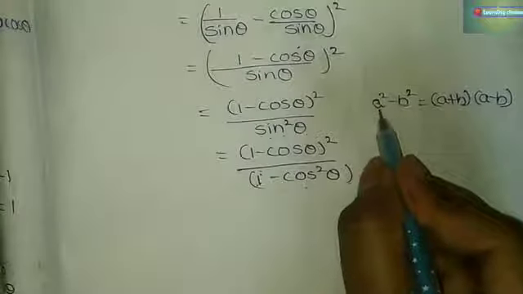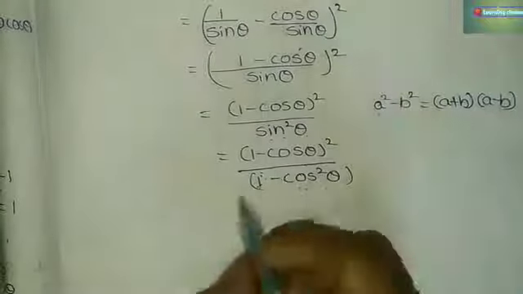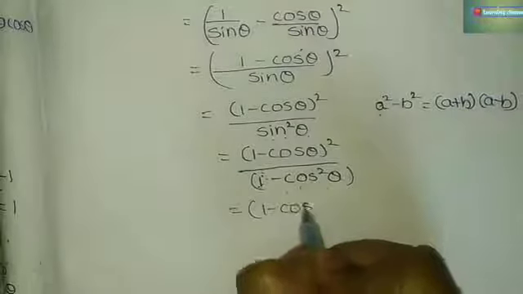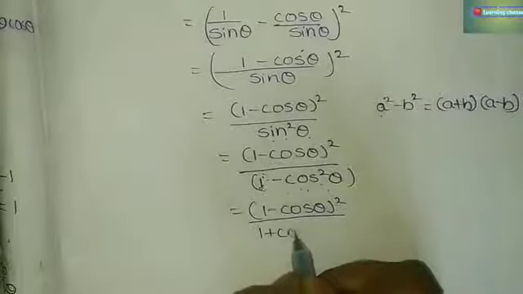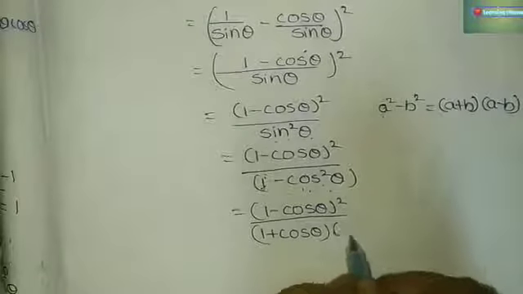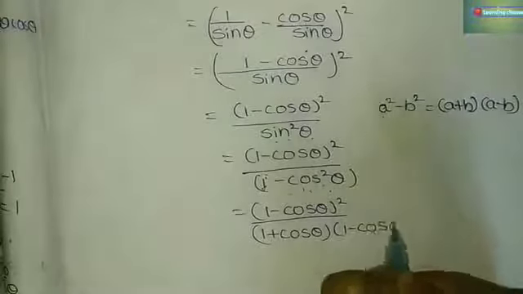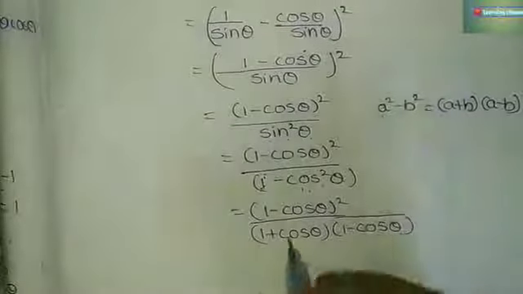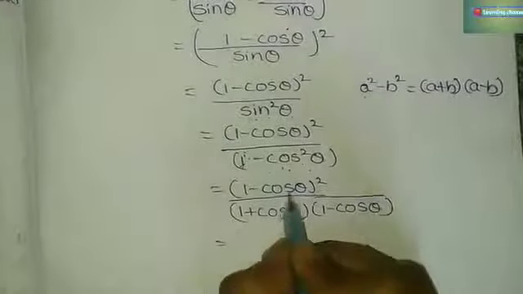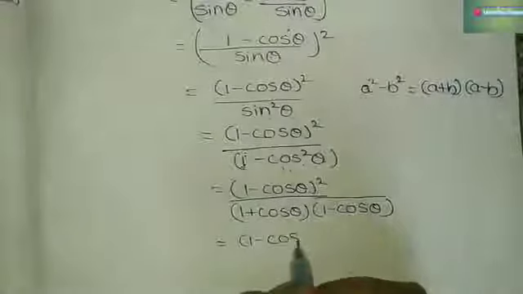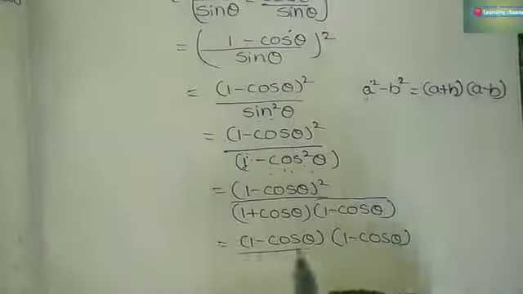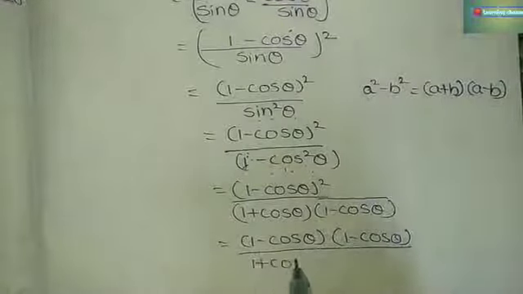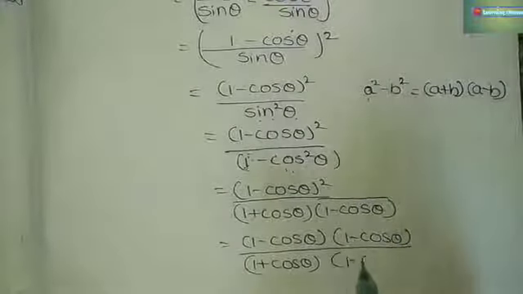Now, applying the square, 1 minus cos theta whole square by sin square theta. 1 minus cos theta whole square. Sin square theta is nothing but 1 minus cos square theta. So here I am applying 1 minus cos square theta because sin square theta is equal to 1 minus cos square theta.